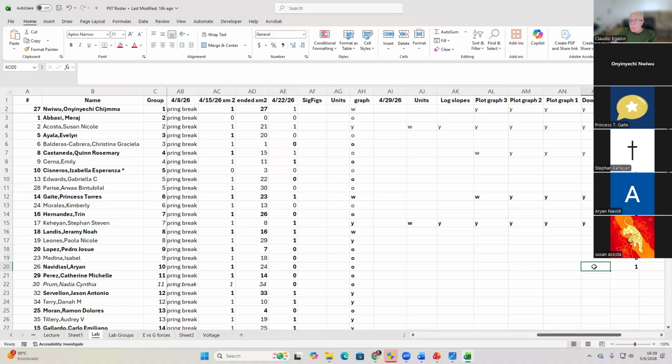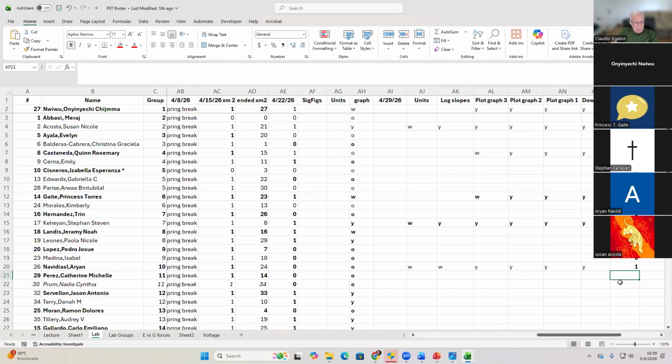I plotted the three graphs. I'm working on the units. You're working on what? Yeah, units. On the units. Okay, and what about the slopes? Did you log the slopes? Oh, I haven't done that yet. Oh, you didn't get there yet? Yeah. Okay, so you're still working on the slopes and the units. Yes. Okay, let's go to Catherine Pettis.